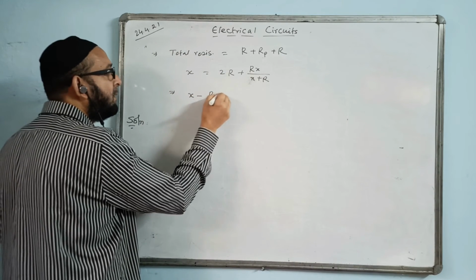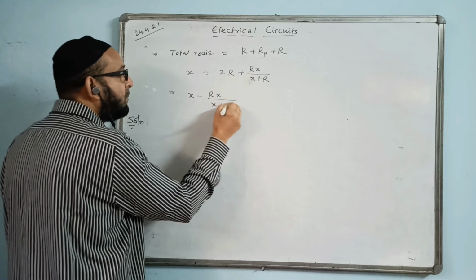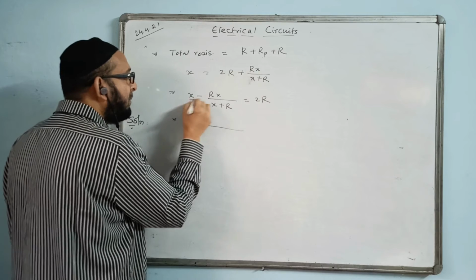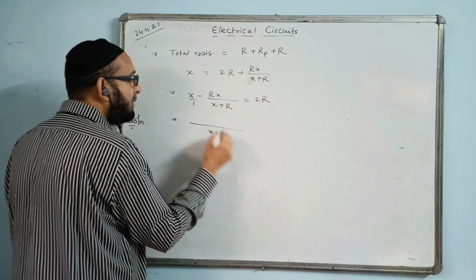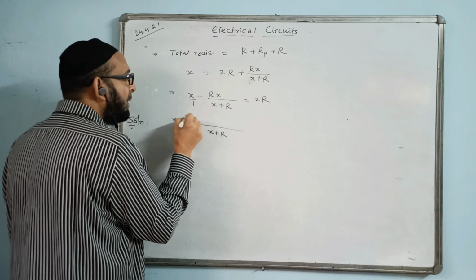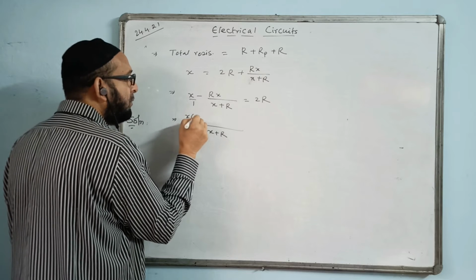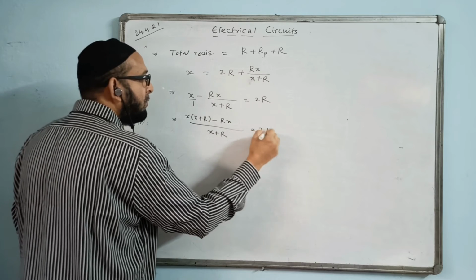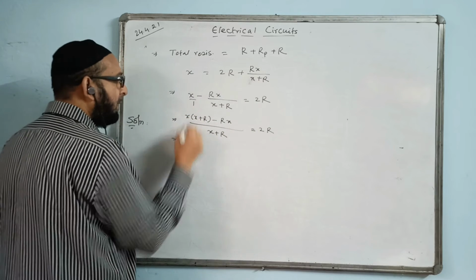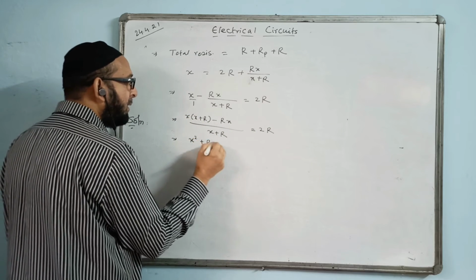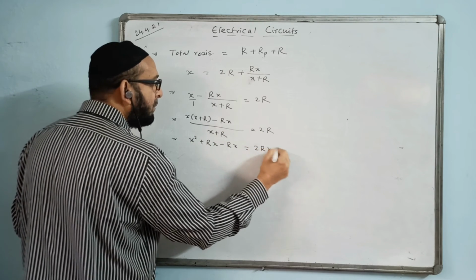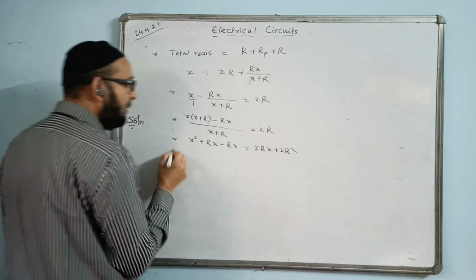X minus Rx by X plus R is equal to 2R. I will take the LCM of this. X plus R is the LCM. It will become X into X plus R minus Rx is equal to 2R. I will multiply it: X square plus Rx minus Rx, cross multiplication, you get 2Rx plus 2R square.